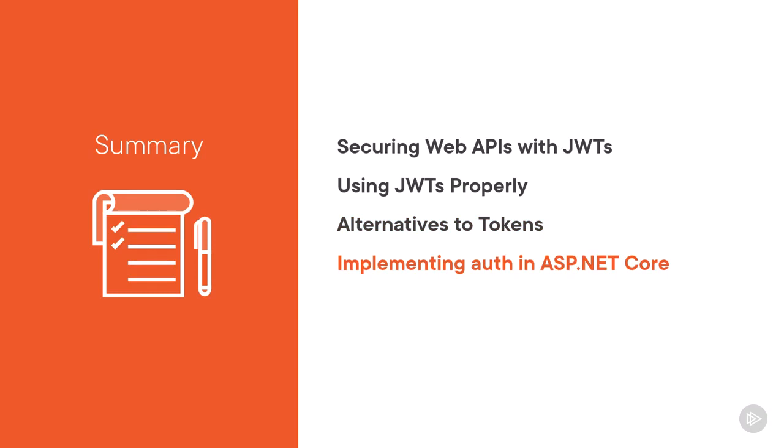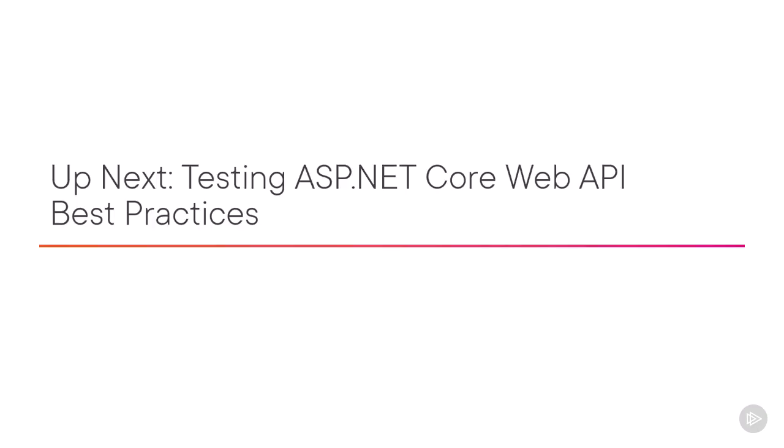You learned how to implement authentication and authorization using ASP.NET Core, and then you saw how to leverage CORS to allow access to your API resources from browser code, as well as how to ensure your APIs are only accessed securely using HTTPS. Up next, we'll finish up this course by showing how to test your ASP.NET Core web APIs.